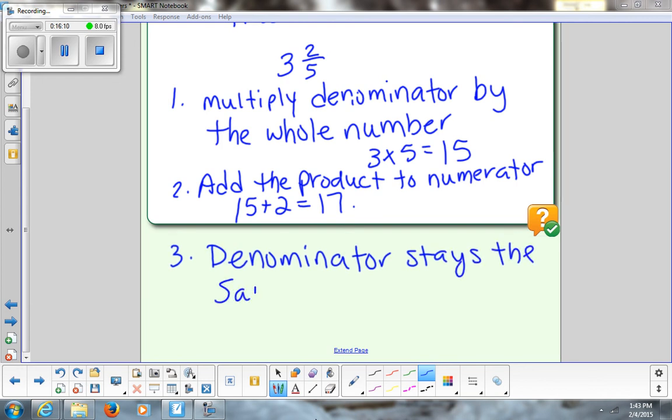Okay, so the denominator stays the same. So what's my top number now? 17. What's my denominator? 5. There's my improper fraction. You guys get it? I'll pause the video.